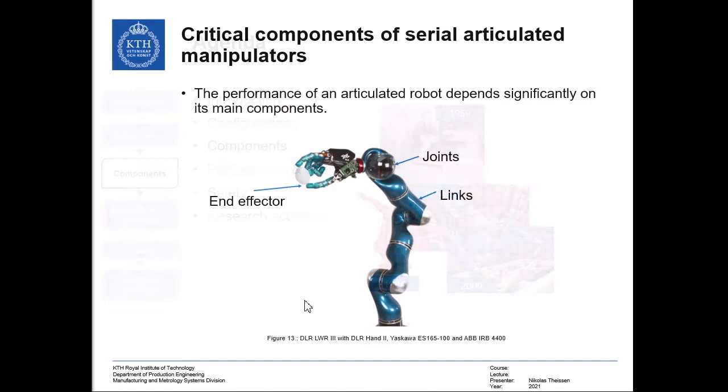Components. The performance of articulated robots depends significantly on its main components. These components are grouped into links, joints, and end effectors.